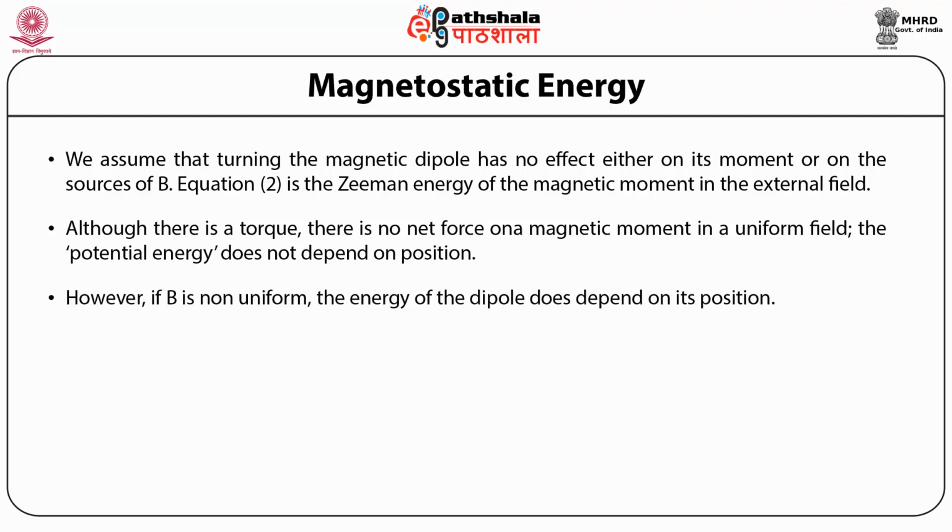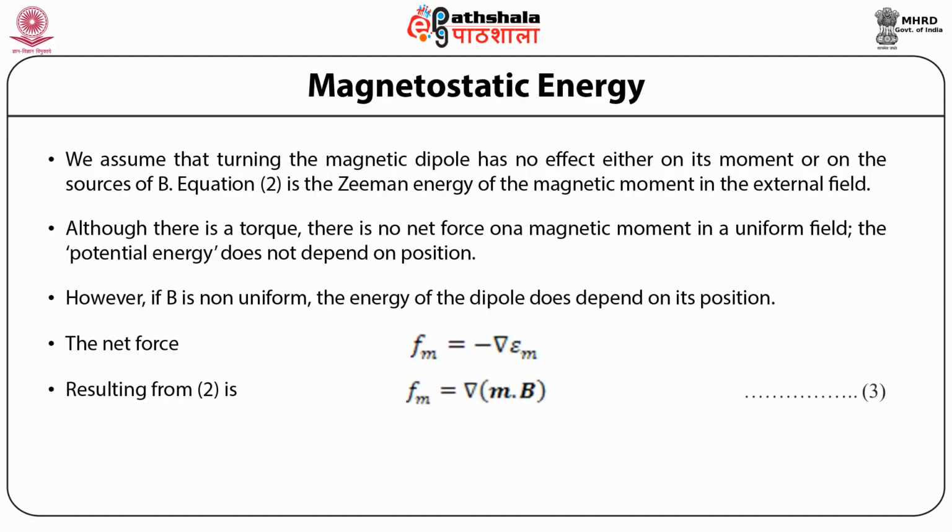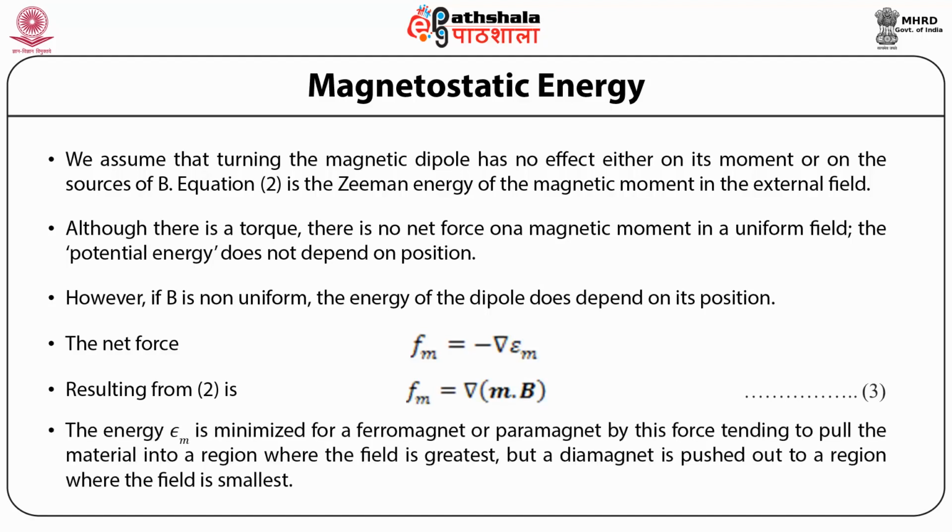However, if B is non-uniform, the energy of the dipole does depend on its position. The net force Fm, equal to minus grad of epsilon m, resulting from equation 2, is Fm equal to grad of m dot B. The energy epsilon m is minimized for a ferromagnet or paramagnet by this force tending to pull the material into a region where the field is greatest, but a diamagnet is pushed out to a region where the field is smallest.